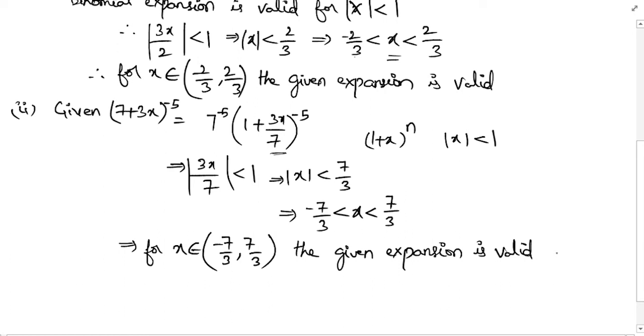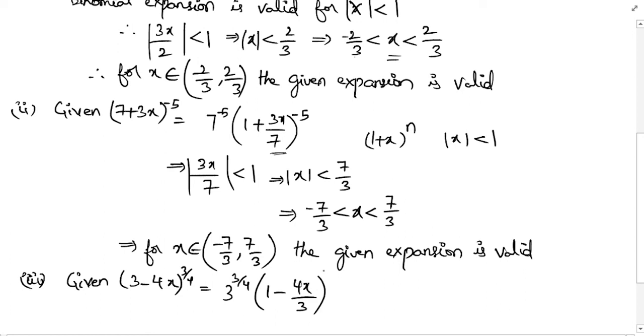Okay, so now the third bit. It's given that (3 minus 4x) whole power 3 by 4. So how do we write that? 3 power 3 by 4. Now I hope you are understanding now why we are writing in this way.